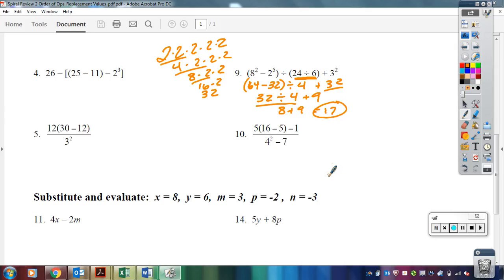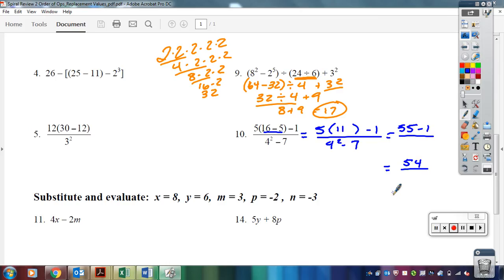Question number 10 also, again, has a lot of grouping because technically in the top part of the fraction bar, which is division, there's grouping all in there. So there's grouping inside of grouping. I'll do this first. 16 minus 5. 5 times 16 minus 5 is 11, minus 1, all over 4 squared minus 7. Up top, working just up top, 5 times 11 is 55, minus 1, which ends up being the numerator, 54.